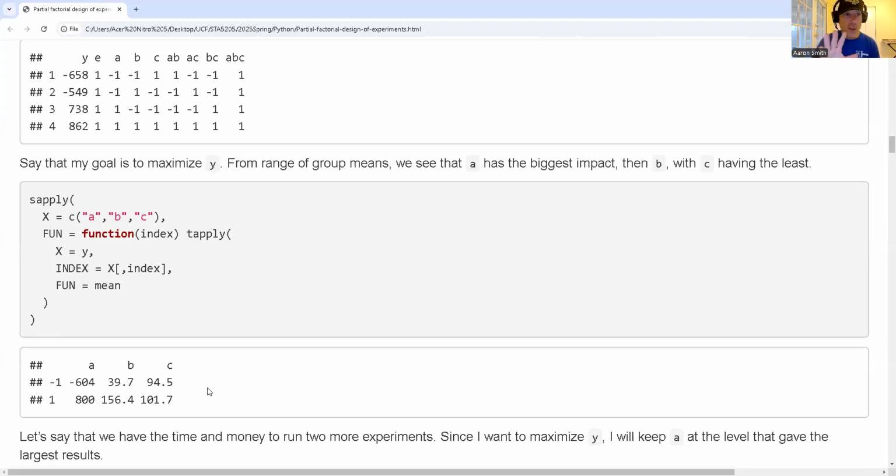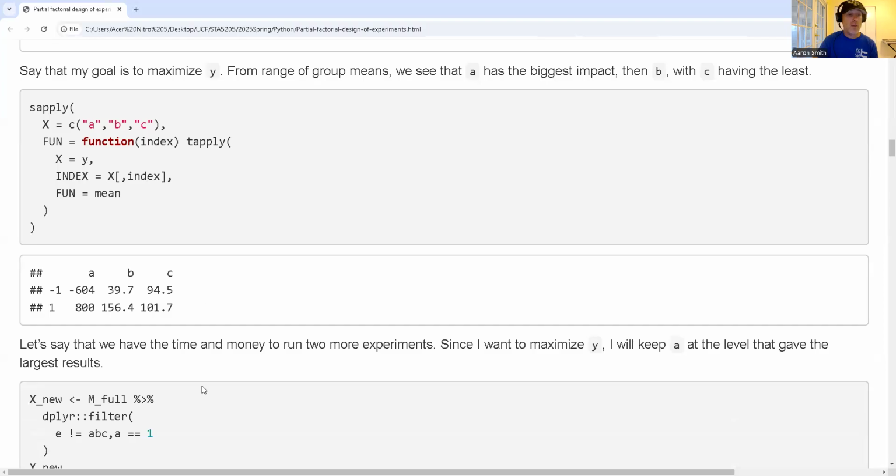Now, in real life, maybe I don't know that A is more important than B, or that B is more important than C. I won't actually know. I'll have to check the difference in the averages to get an idea. All right, so let's go ahead and do this.